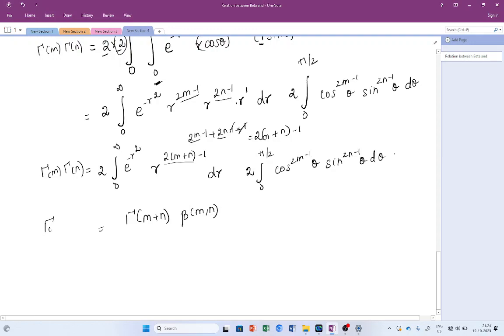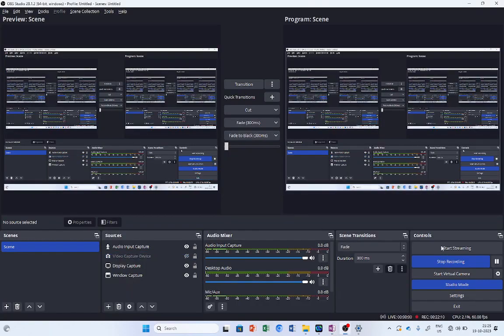So beta of m comma n, I can write in this form. So totally gamma of m into gamma of n is equal to gamma of m plus n into beta of m comma n. Now I just take all the gamma terms to one side. So gamma of m into gamma of n divided by gamma of m plus n is equal to beta of m comma n, which completes our proof. Thank you.